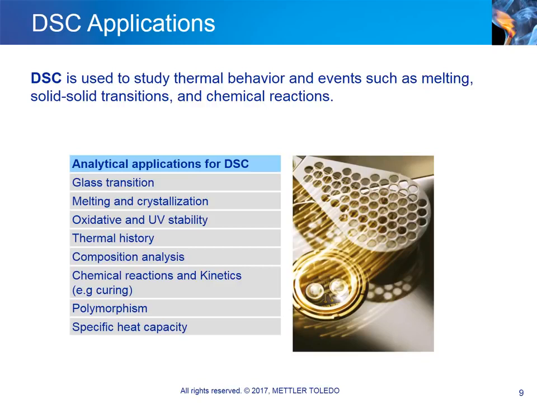DSC curves also contain information about the thermal history of a sample, for example, aging. The stability of materials can be determined using the oxidation induction time, or OIT for short. Other important applications include investigating curing kinetics of reactive systems or the influence of stabilizers, plasticizers, or other additives. Most of these events demonstrate enthalpy changes that occur when the temperature is increased or decreased.